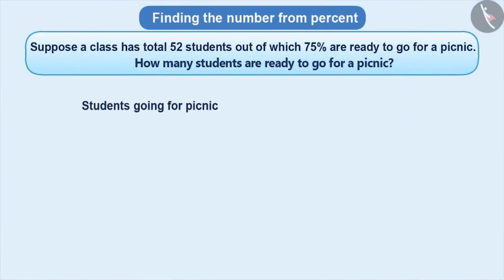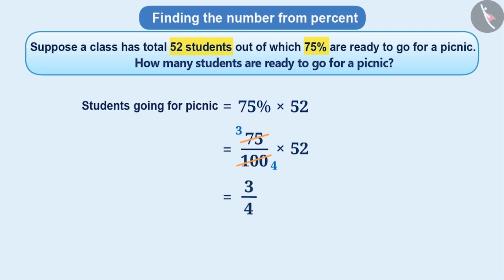To find the number of students going for a picnic, we need to find 75% of the total 52 students. That means we have to find the product of 75% into 52. In order to do this, we express 75% in the form of a fraction, which is 75 by 100. If we simplify 75 by 100, we get the fraction 3 by 4.